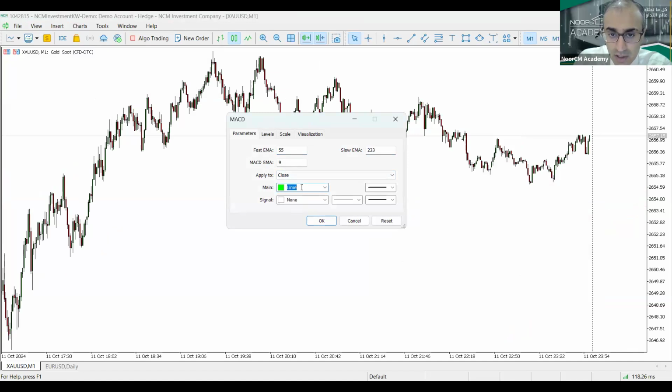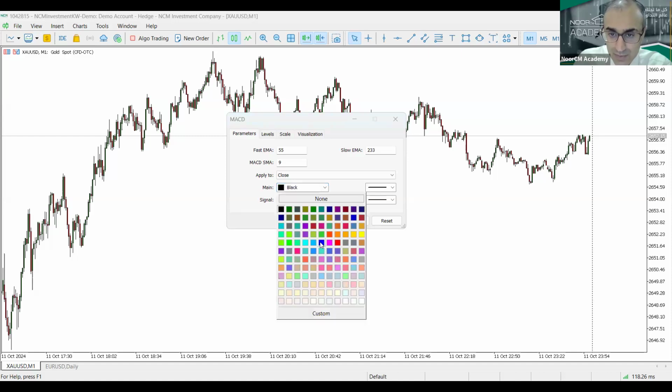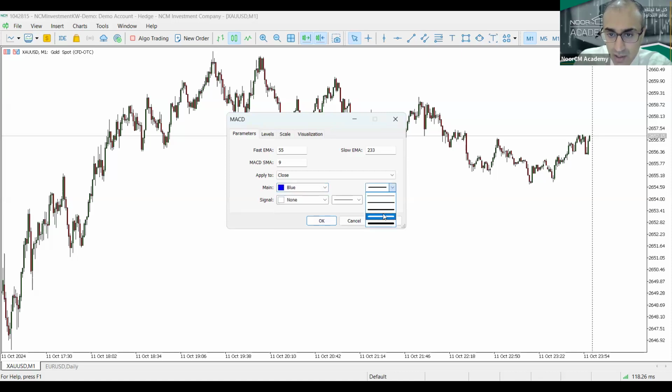Main color, you can keep it anything you like. You want to keep it black, you can keep it black. You want to keep it blue, up to you. Keep the thickness to level 3 or 4 at least. I like to keep it level 4. The signal line should be transparent. It should be none. If you're on a mobile phone, choose the color of your background.